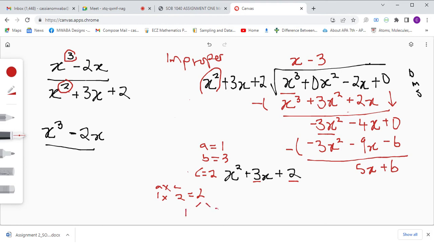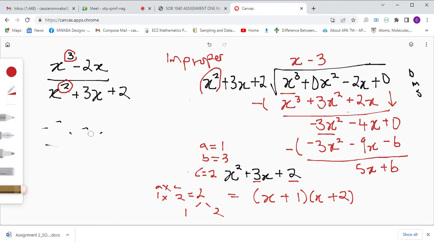Let's look at factors of 2. We've got 1 and 2. If you multiply 1 and 2, you get 2. If you add 1 and 2, you get 3. So this quadratic expression can be broken down to x plus 1 and x plus 2. Let me go to a new sheet so that we can start the decomposition of this partial fraction.